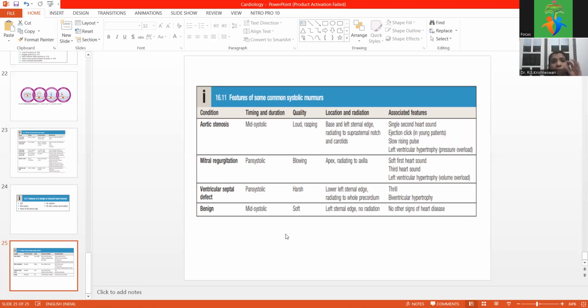So these are the important things which I want to put in your brain in today's class. And the next class will be dealing with heart failure. Okay, heart failure.